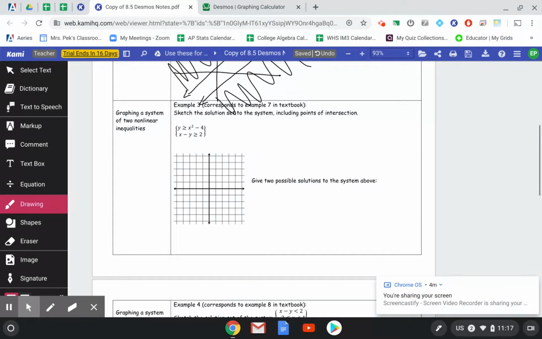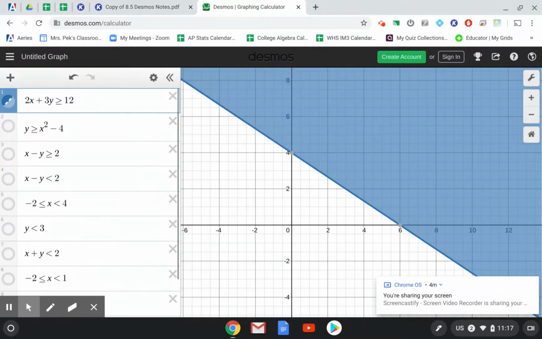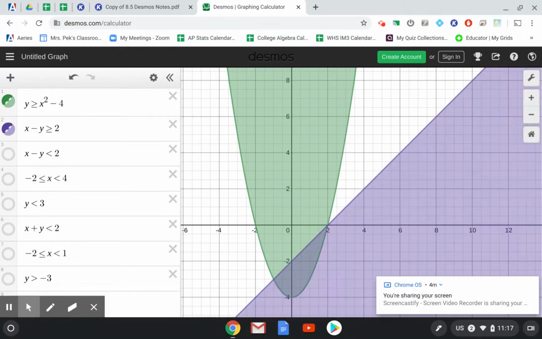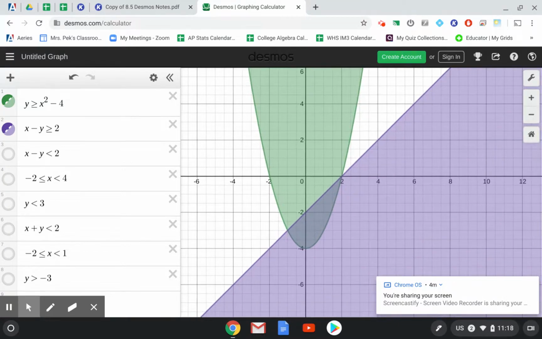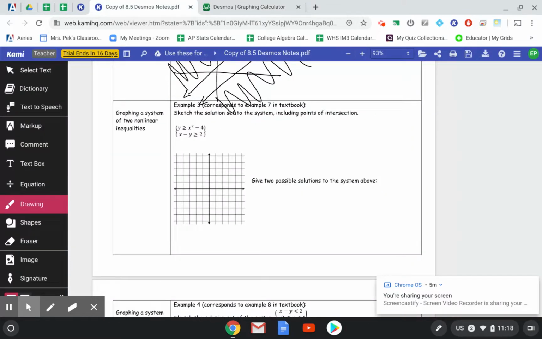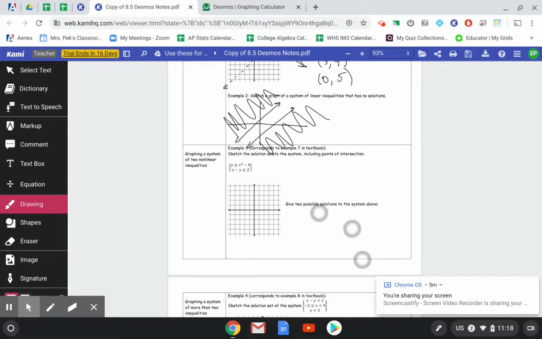All right, example 3, we have a parabola and a line. So let's look at what that looks like. All right, so here's my parabola, y is greater than or equal to x squared minus 4. You can see that my shading is there and my curve is solid. And then we have the line x minus y is greater than or equal to 2. So my points of intersection, I want to make sure to get those right, are going to be 2, 0 and -1, -3.